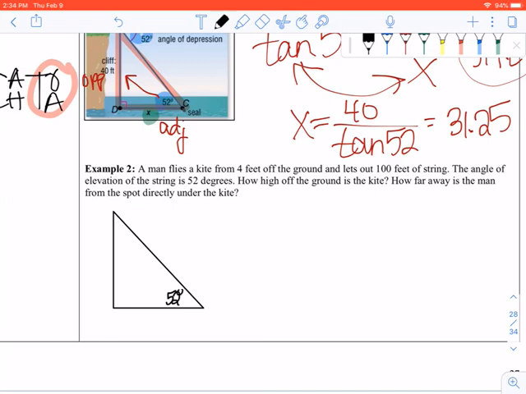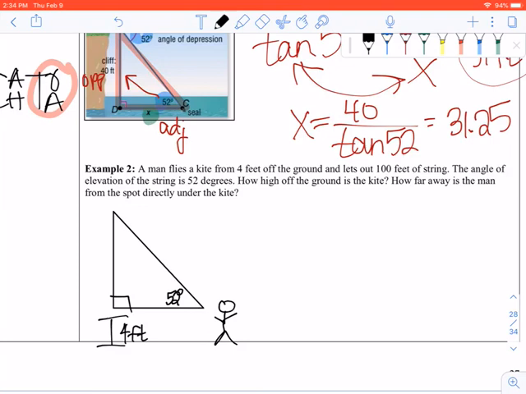So whatever your horizontal side is, that's where your angle of elevation or depression will go. It's the one with the horizontal side. Now, the guy's on the ground, right? So on the ground down here, he's flying the kite from 4 feet off the ground. So your triangle is going to be 4 feet off the ground, okay?